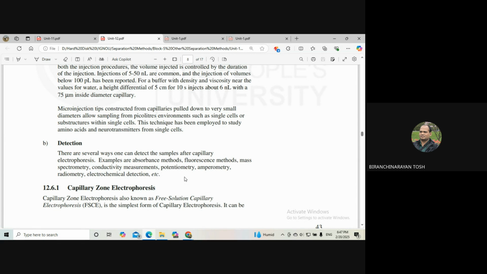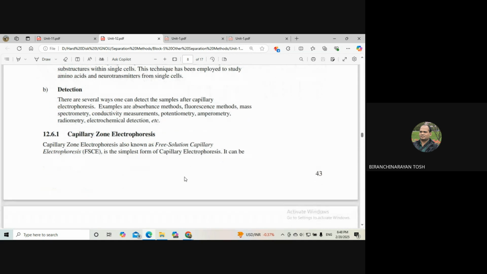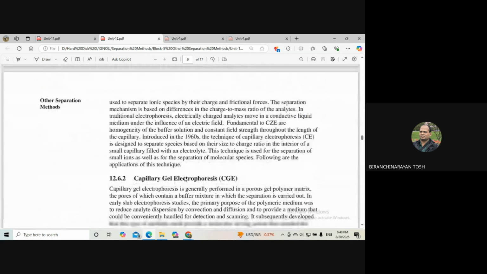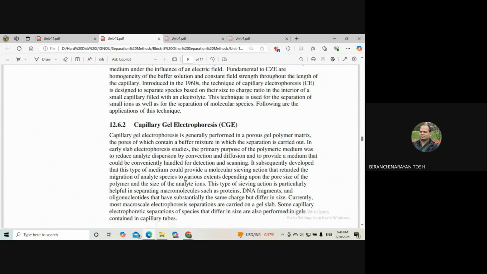Capillary zone electrophoresis, also known as free solution capillary electrophoresis, is the simplest form of capillary electrophoresis. It can be used to separate ionic species by their charge and frictional forces. Then capillary gel electrophoresis, it is generally performed in a porous gel polymer matrix, the pores of which contain a buffer mixture in which the separation is carried out.